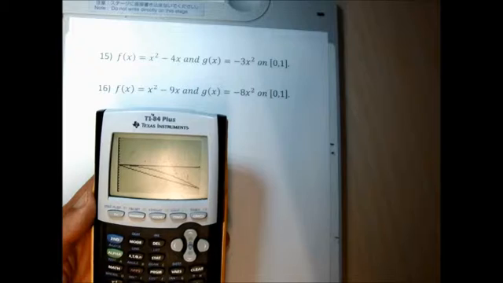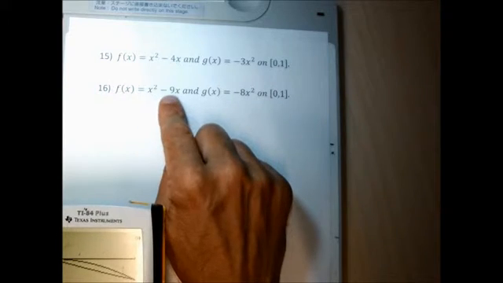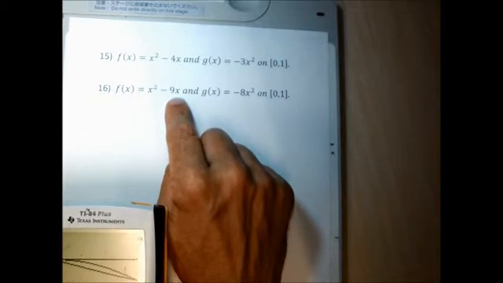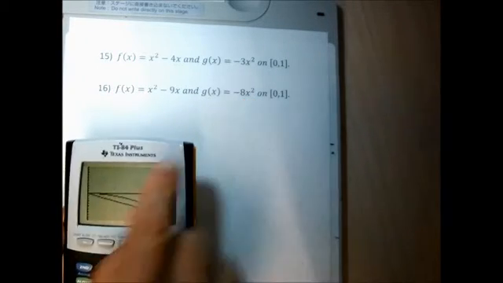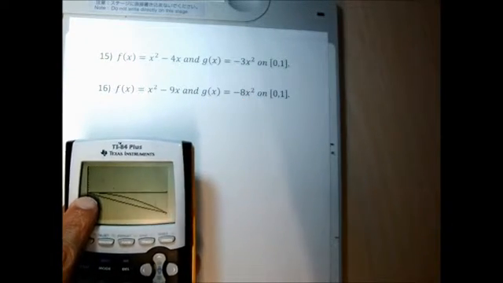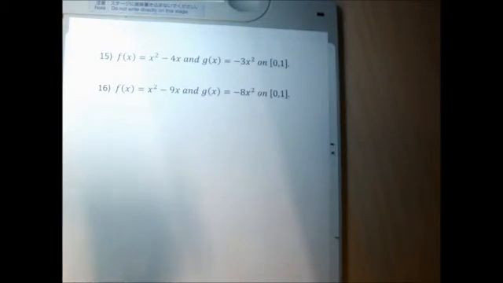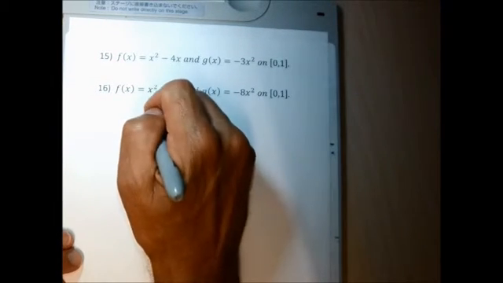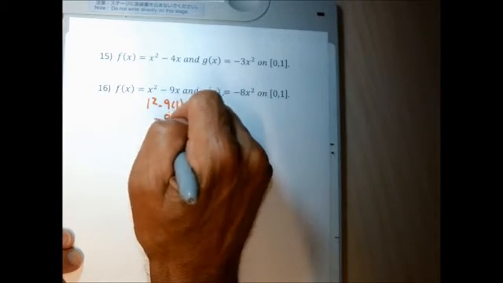I'm going to gamble that's the case without really confirming that. But I know that if I plug 0 into this, 0 squared minus 0 is 0. If I plug 0 into this, negative 8 times 0 squared is 0. So they both meet at the origin. And if I plug 1 into this and 1 into the other one, I do 1 squared minus 9 times 1, you get 1 minus 9, which is negative 8.